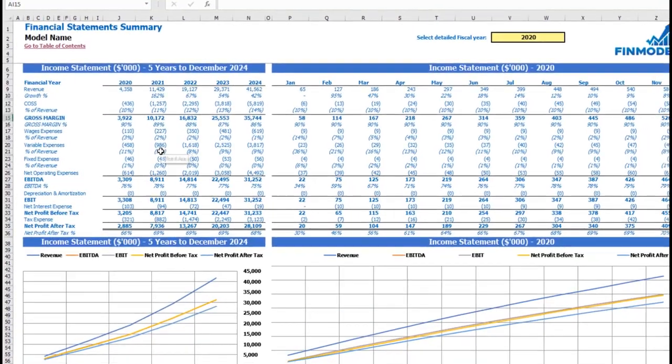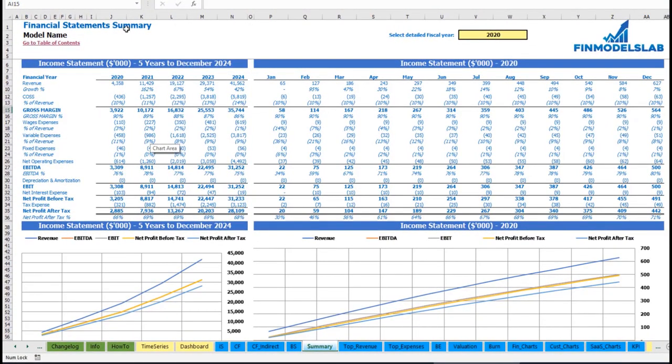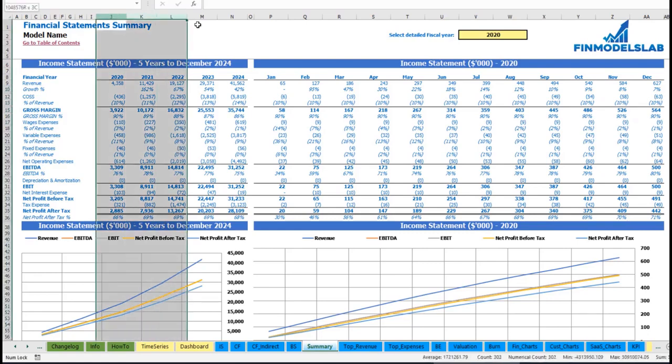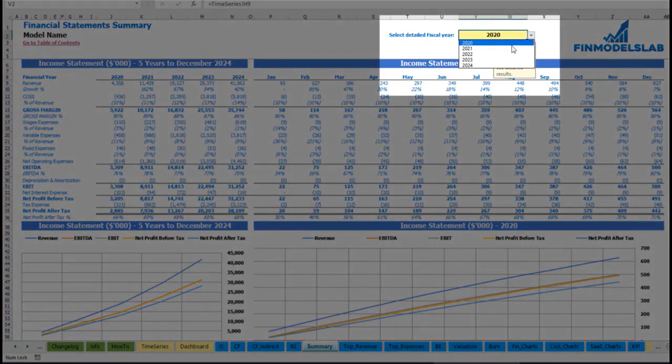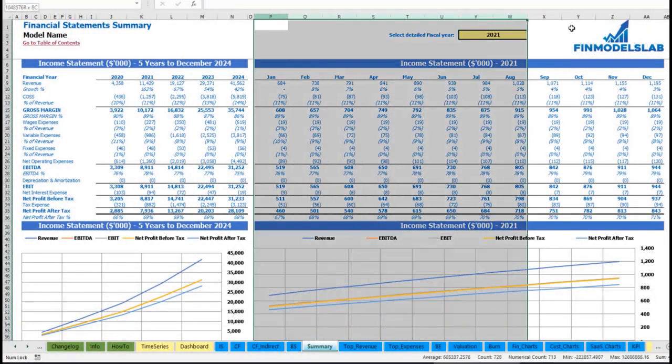The summary of these 3 statements you may see on the Financial Statement Summary, which will show you the annual numbers for income statement, cash flow, and balance sheet. And using this selector, you may select a specific year to see this year by months.